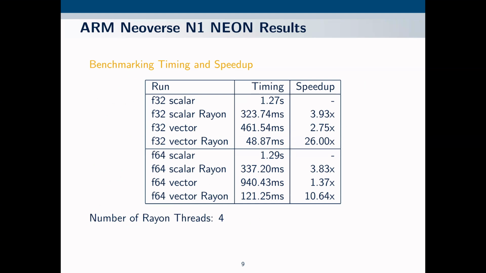Neon is an older vector instruction set. It's got a vector register size that's half that of AVX2. But you can see we're still on this 4-thread CPU, we're still getting some nice optimization going on, with a 26 times speed up for the F32.